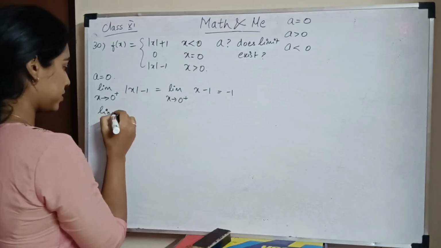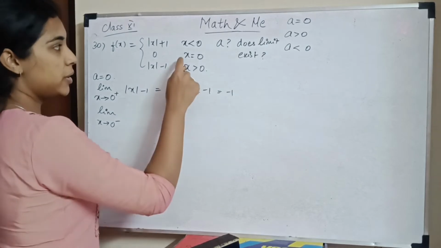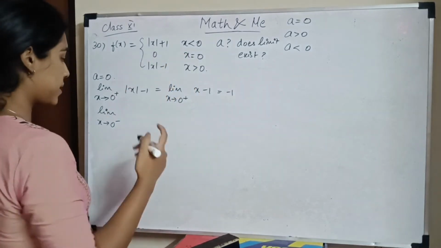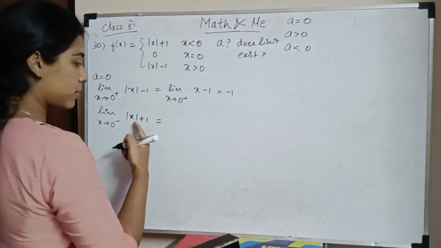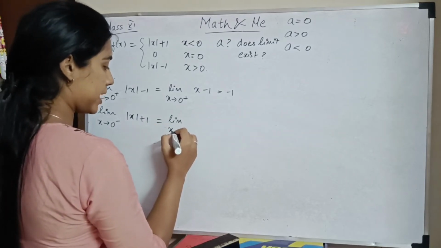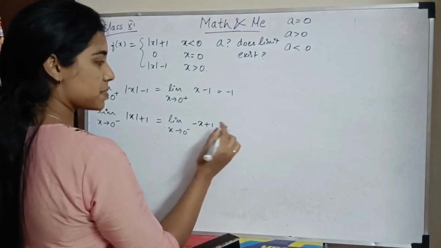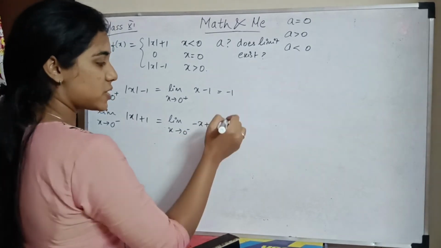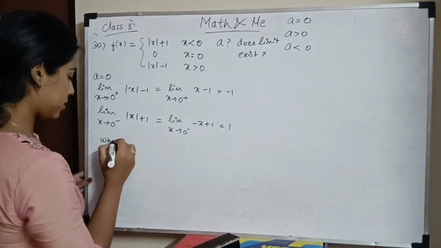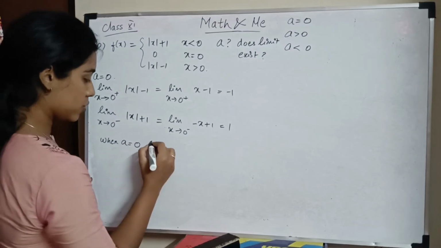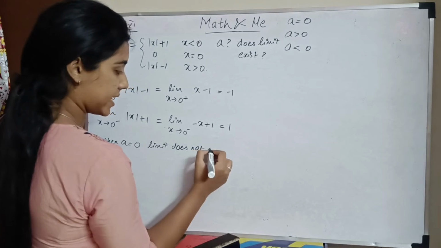What do you have for the left hand limit? 0 minus. When you take the left hand limit, which one would you take? Mod x plus 1. In that left hand limit mod x will take the value minus x. Limit x tends to 0 minus of minus x plus 1. 0 substitute panna enna agum, 1. Minus 1 and 1 are equal? No, they are not equal. So when a is equal to 0, limit does not exist.